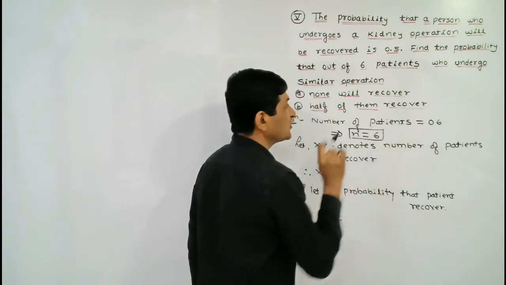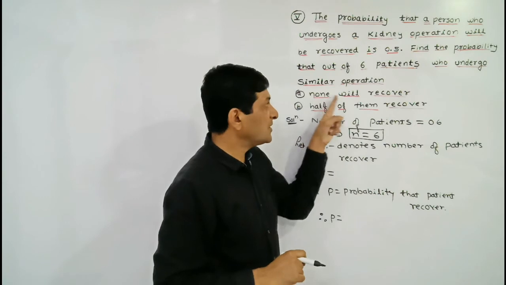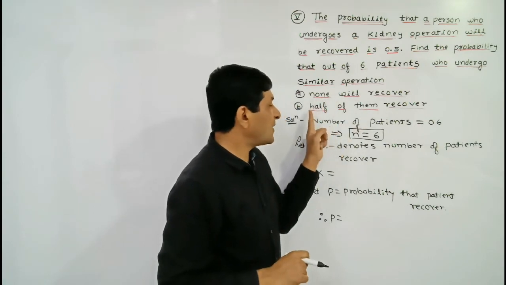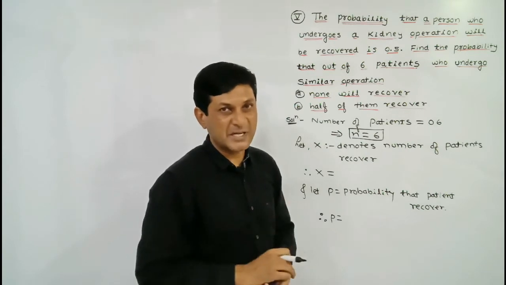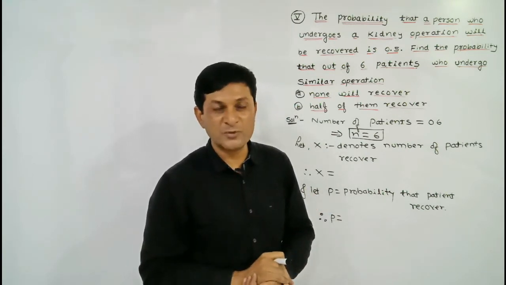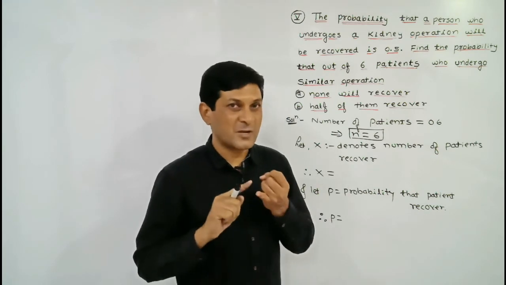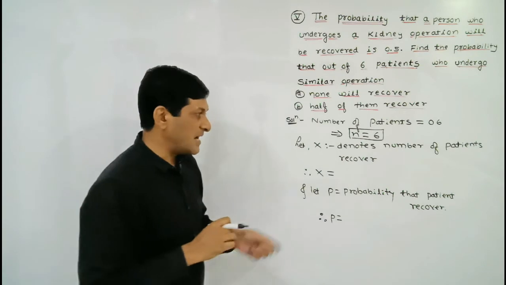So the value of n is known to us. Six patients undergo a similar operation; we need the probability that none will recover, and the probability that half of them will recover. So we have to find two probabilities, and to find them we have to define the probability distribution, and for that purpose we will require the values of n, p and q. So first let us define the random variable.